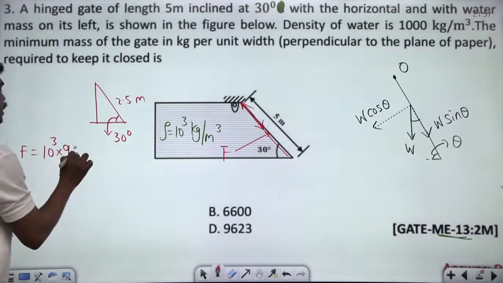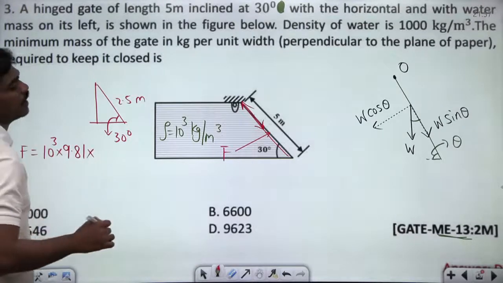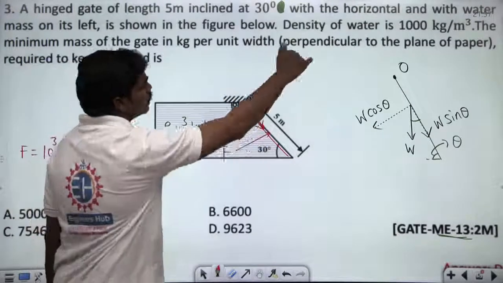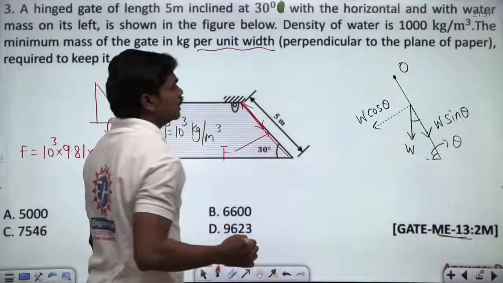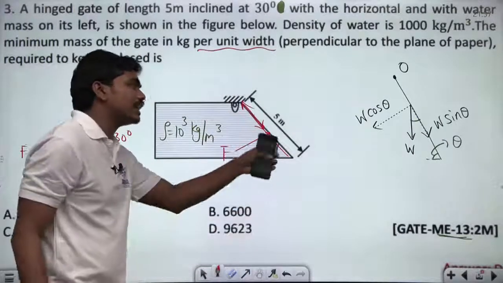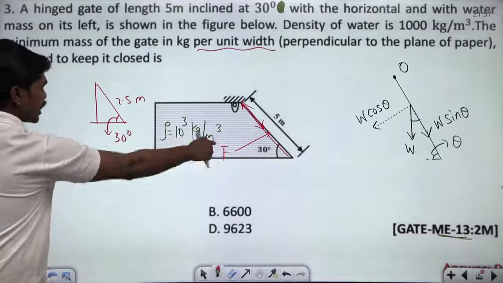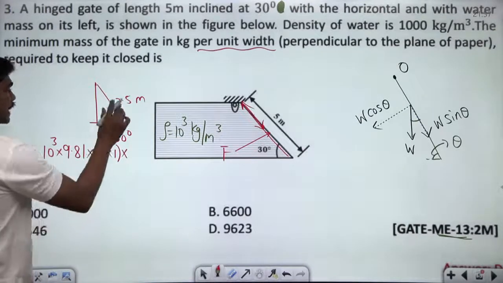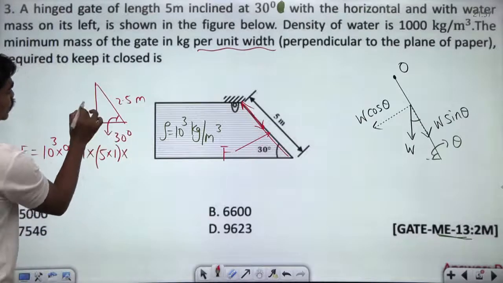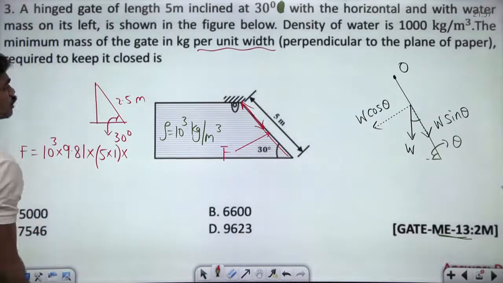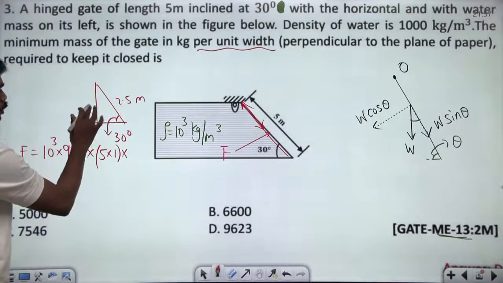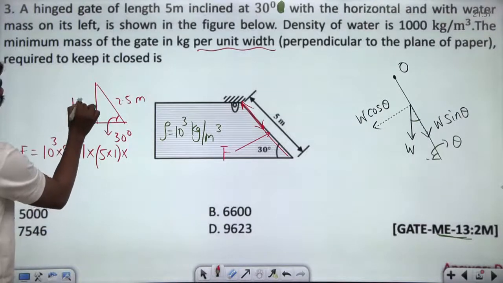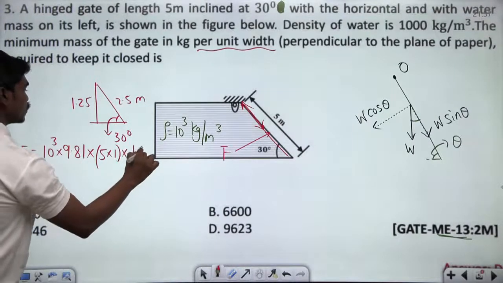So 9.81 into rho g A, which is 5 into, it's given per unit width. If the width of the plate is 1 unit and the length is 5 meters, then the area in contact with the fluid is 5 into 1 into h bar. H bar is nothing but this is 2.5 and this is 30. So this vertical side will be 2.5 sin 30, correct? So this is 1.25.